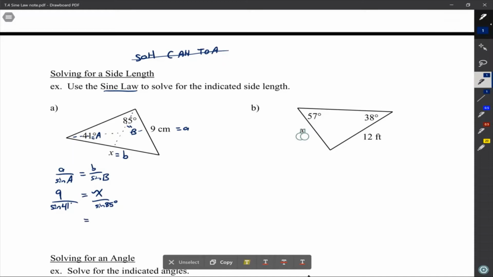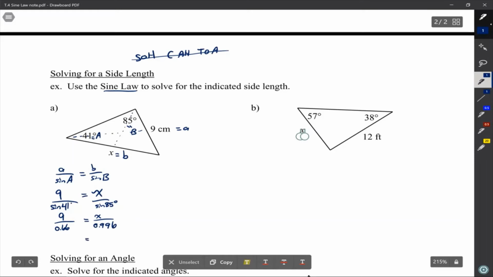So I can pull out my calculator right away here. I'm going to calculate the sine of 41. So 9 divided by sine of 41 is 0.66. And I'm also going to calculate the sine of 85. That equals 0.996.